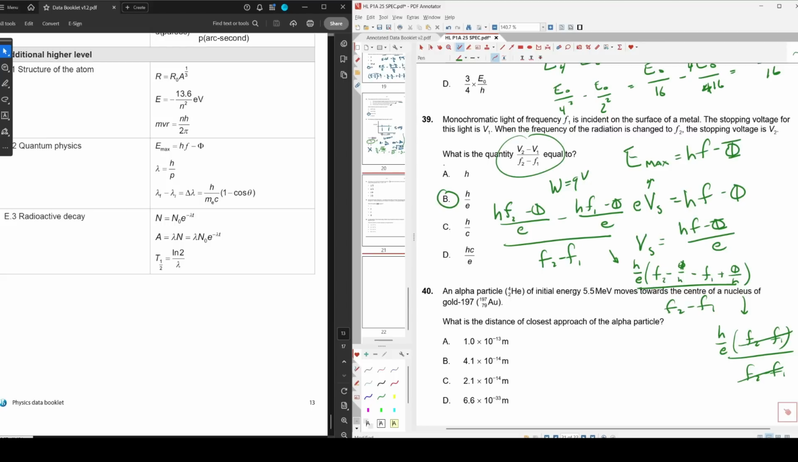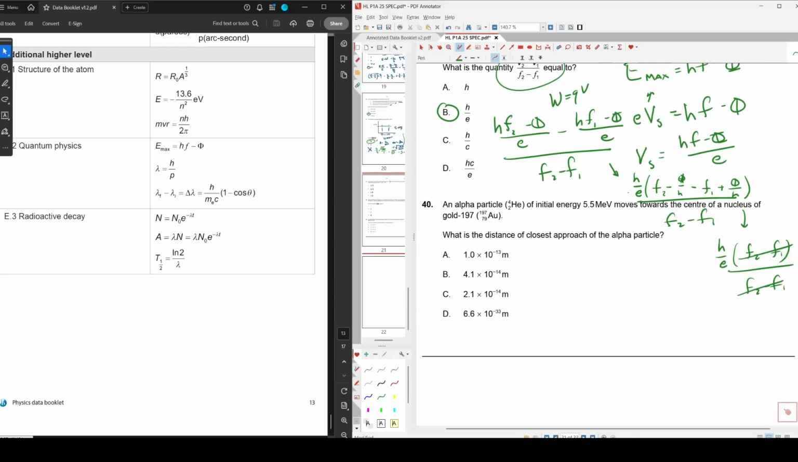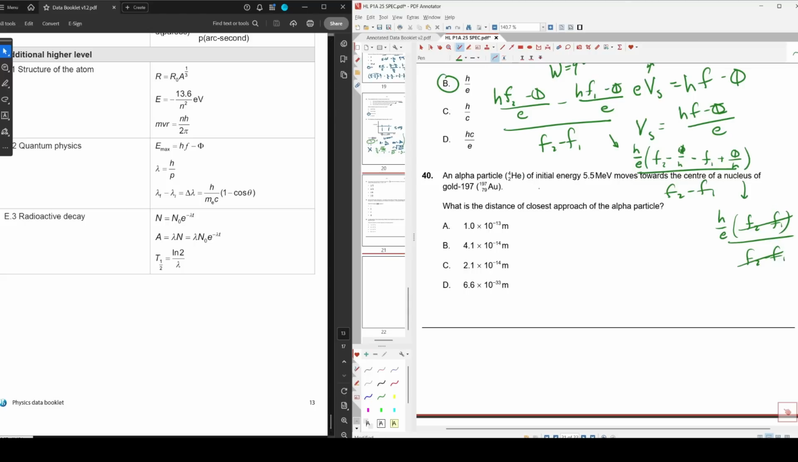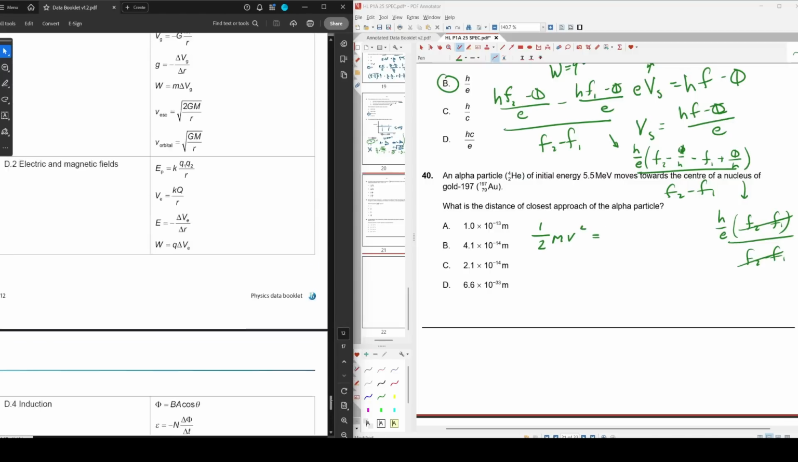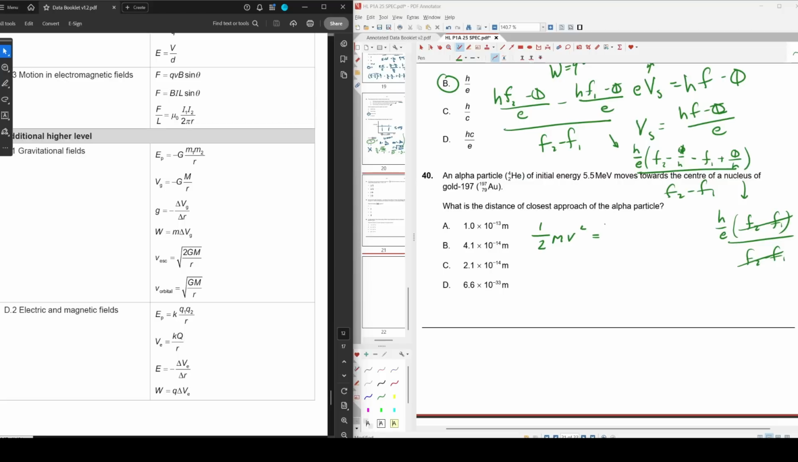All right, and lastly, an alpha particle moves towards the center. Distance of closest approach. Hey, I studied this. I memorized this. It starts with all kinetic energy, and then it turns into all electric potential energy, which is this guy, K Q1 Q2 over R. And I don't need this whole thing because this is the kinetic energy. So that's that. I'm going to solve for R.